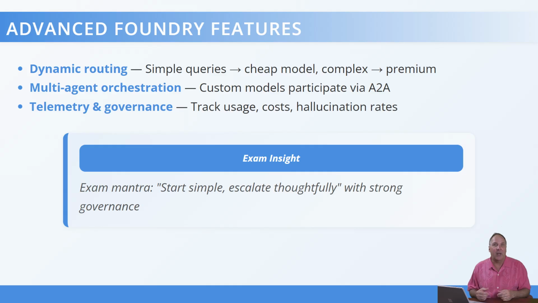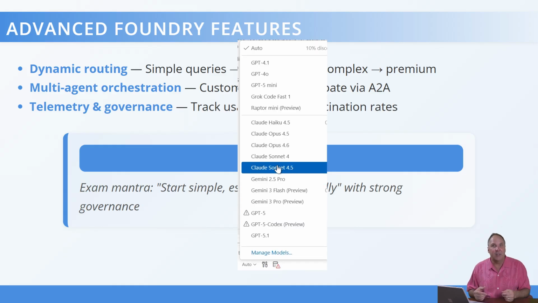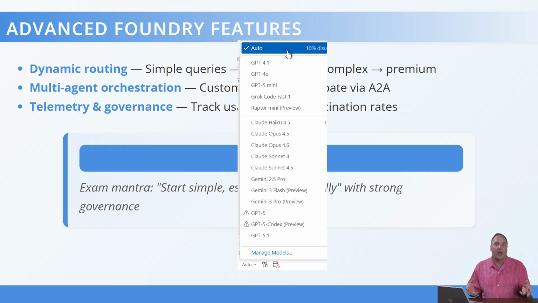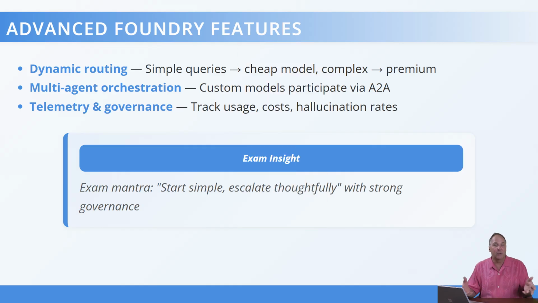We actually do that with our development tools. With VS Code, for instance, we have the option. We've got about 15 models to choose from, and we have the option to have it choose one that might be less expensive for a particular issue. There's also multi-agent orchestration so that your custom models can participate in larger workflows, and built-in telemetry and governance. That way you can track usage, cost, and even hallucination rates over time.